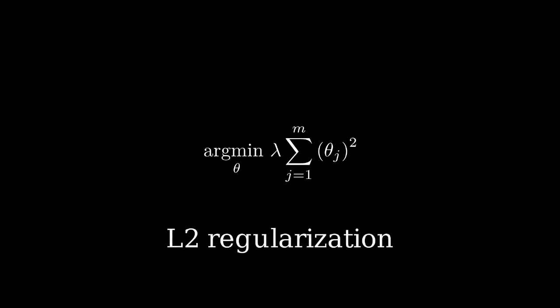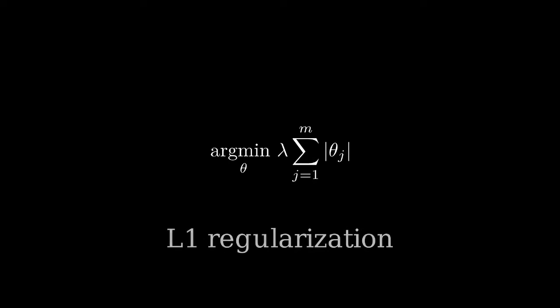This term is known as L2 regularization. This name refers to the relationship of this term to the L2 norm. If we view theta as a vector with entries theta sub j, this term is the squared L2 norm of that vector times some lambda.